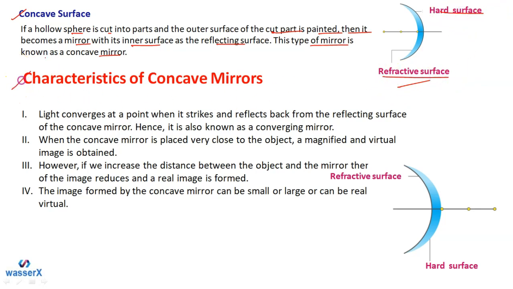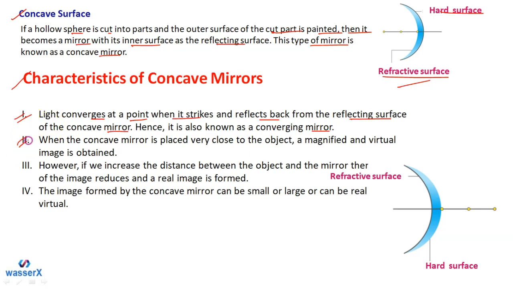Now you have these characteristics here. These are the 4 characteristics of the concave mirror. The first one: light converges at a point when it strikes and reflects back from the reflecting surface of the concave mirror, right? Hence it's also known as a converging mirror, and because of this property we call the concave mirror a converging mirror. Why? Because it takes all the rays that fall on it to a single, certain point.